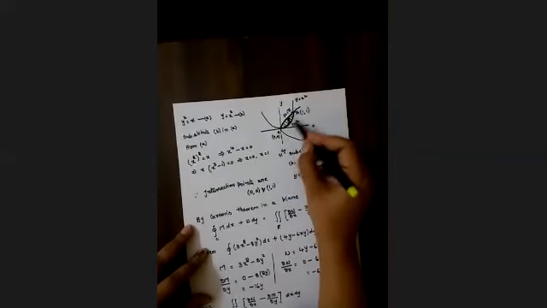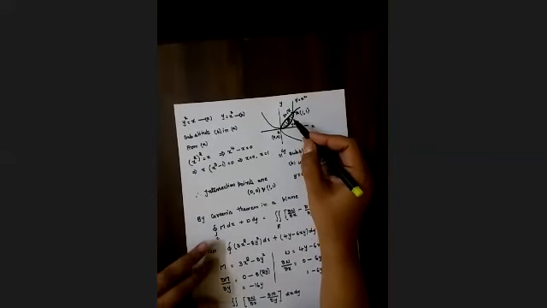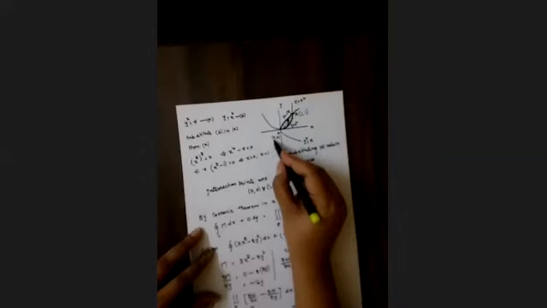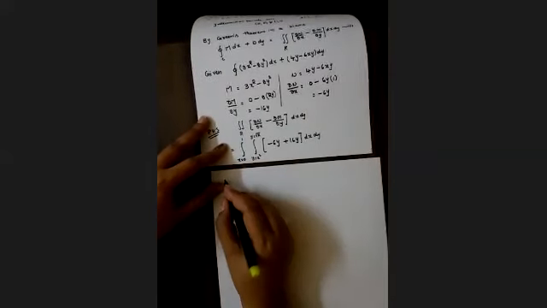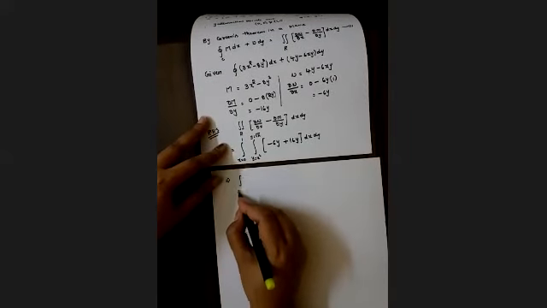And what are the limits for x? One should be constant limits and one should be variable limits. The variable limits are already given, from y equal to x square to y equal to root x. The x limits are from 0 to 1. So first we have to integrate with respect to the variable limits.